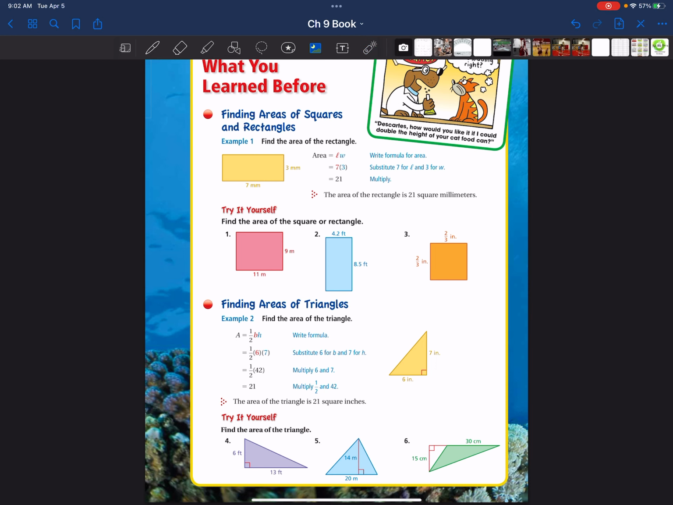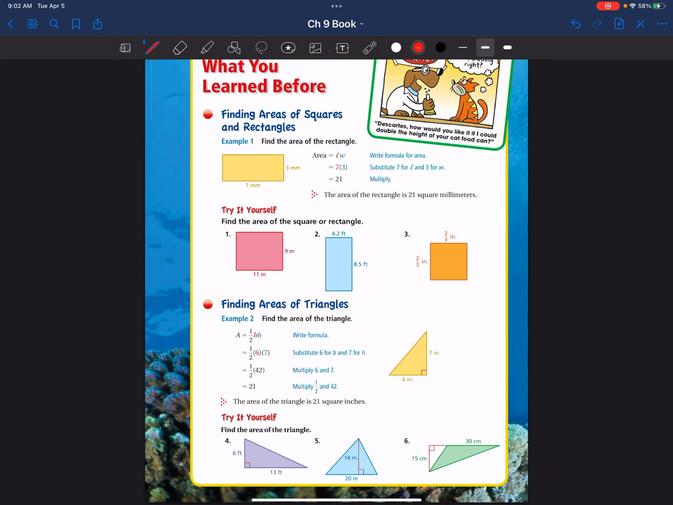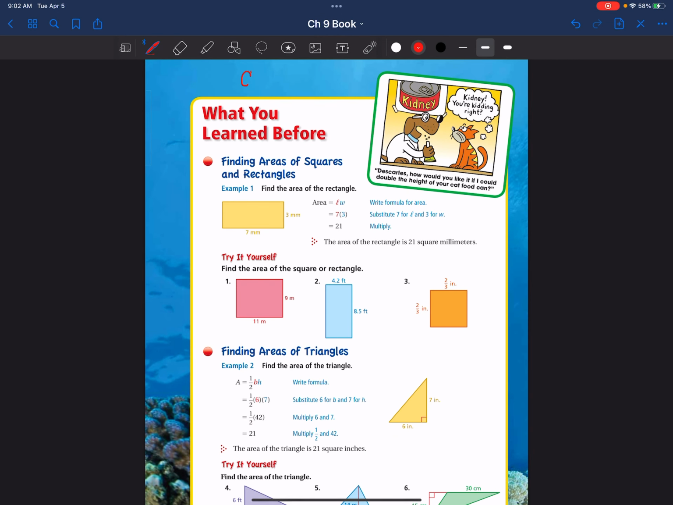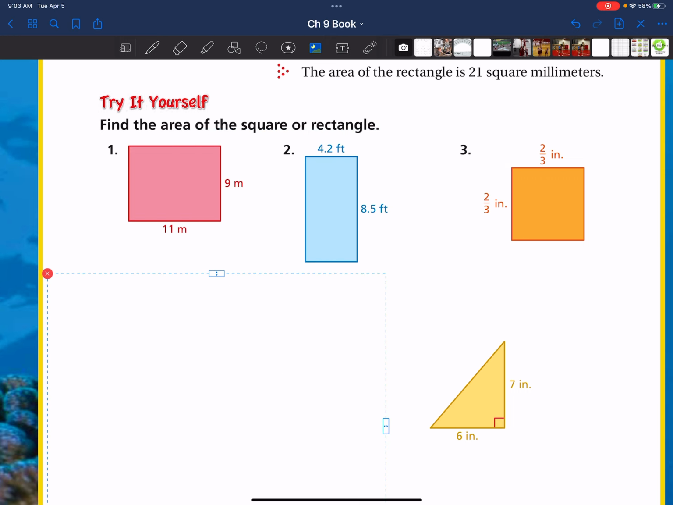So grab that paper. At the top of your paper, I want you to write, I'll go and write it down for you too. Let me change my color. Okay, so at the top of this paper, you're going to write Chapter 9 Preview Exit Ticket. All right, so after you have written Chapter 9 Preview Exit Ticket on your paper, we can go and begin. We're going to do number 1 first.